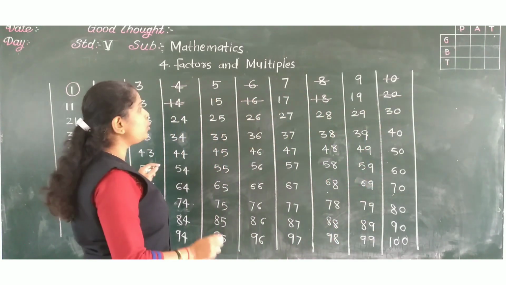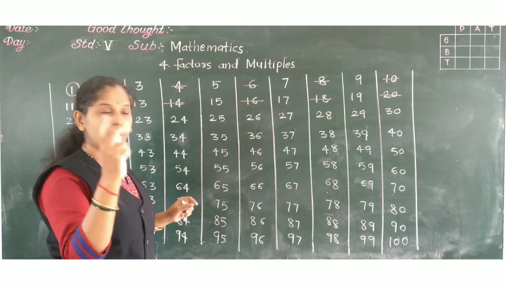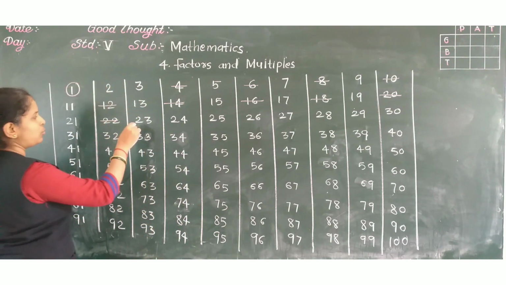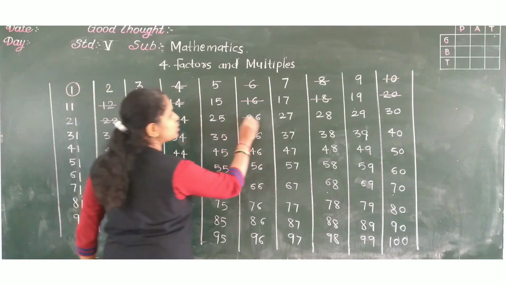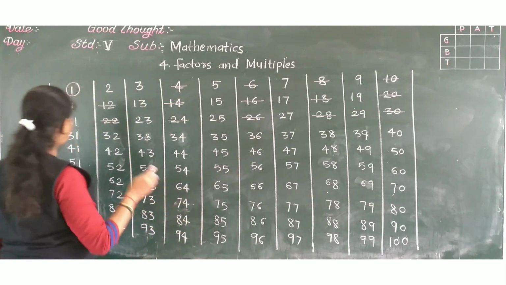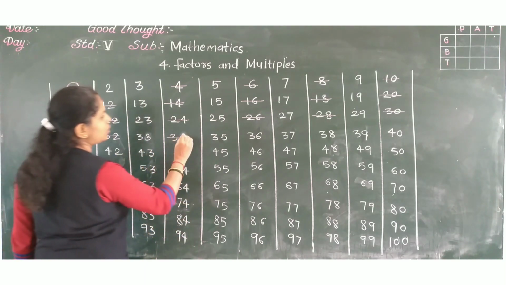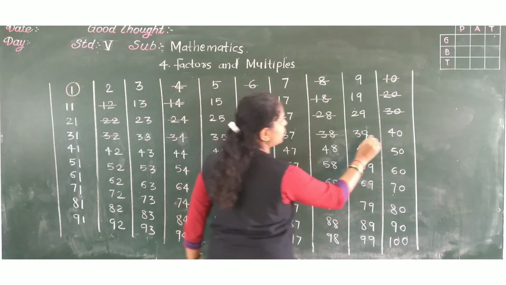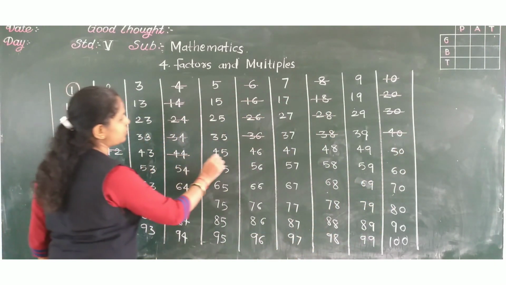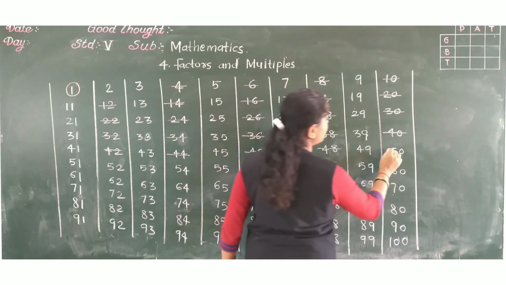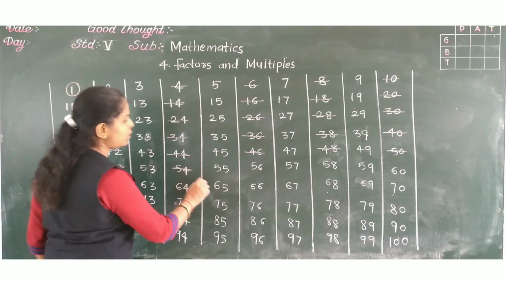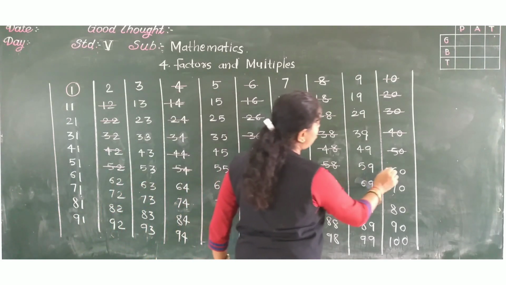Or you can go with the steps of 2 also. Now see, 20, so 20 plus 2, 22, plus 2, 24, 26, 28, 30. Like that also. So go on, 32, 34, 36, 38, 40. These all are multiples of 2. As we can divide them, they are not prime numbers. They are composite numbers.